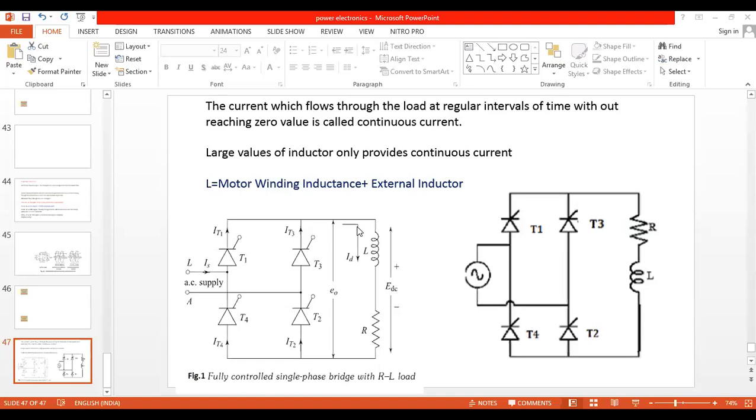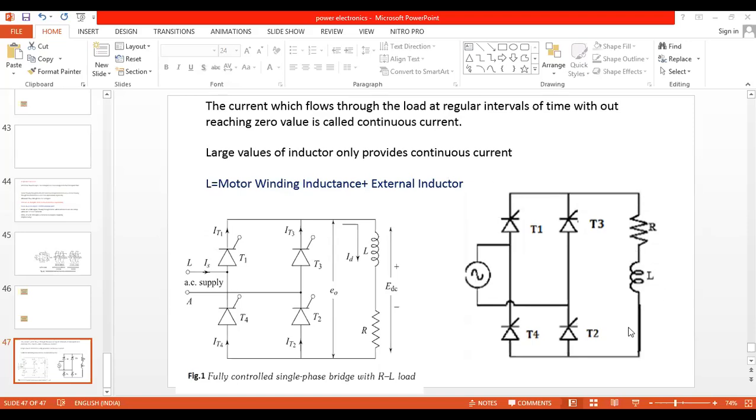So when you are explaining the fully controlled converter in the examination, just after drawing the circuit, you must highlight this point: inductor L is equal to the motor winding inductance plus the external inductor. The external inductor is a very large value of inductor which is used to provide the continuous current. If continuous current flows through the motor and the circuit, then only the motor rotates at regular intervals of time. I hope this point is clear.